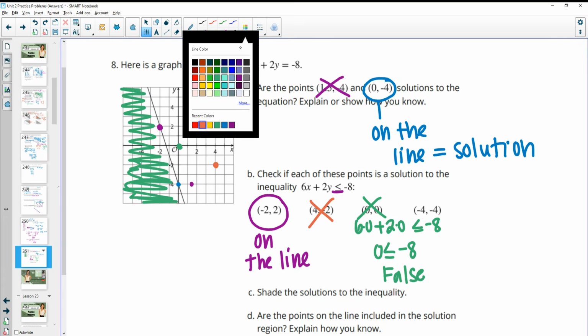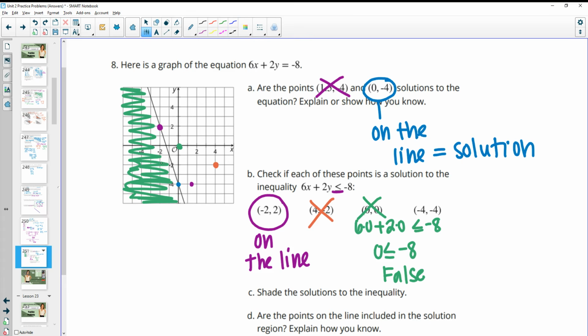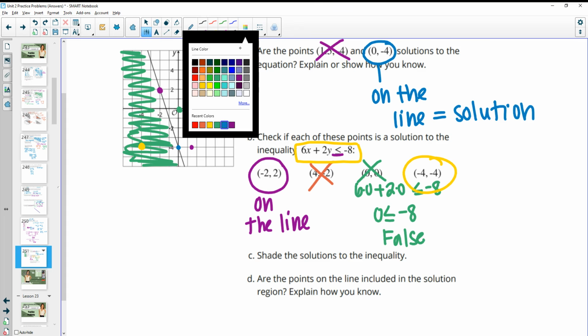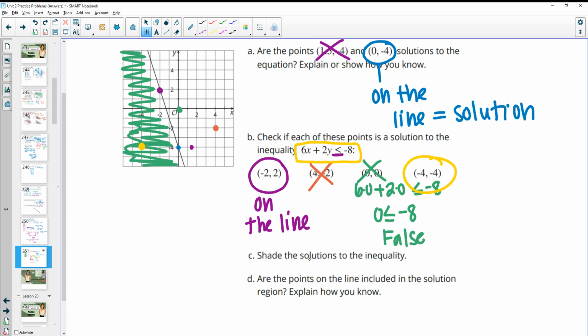And when we go to -4, -4, so here's -4, -4 would be here, and that's smack dab in the middle of the boundary, so that's going to be a solution. Again, you could plug all of these into this inequality as well, and you just need the left to be less than or equal to the right is another way to do that, okay? Part C then asked us to shade the solutions. So we already did that in the way that I did it.